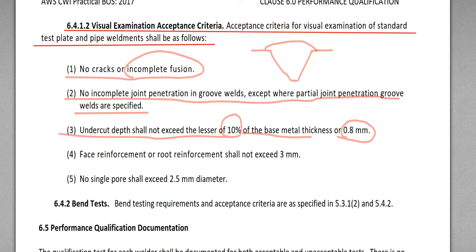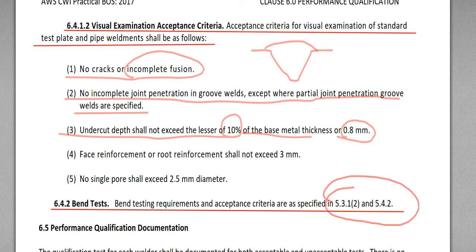6.4.2 bend test. Bend test requirements and acceptance criteria are as specified in 5.3.1 parenthesis 2 and 5.4.2. We just take the acceptance criteria of the chapter 5 bend test.